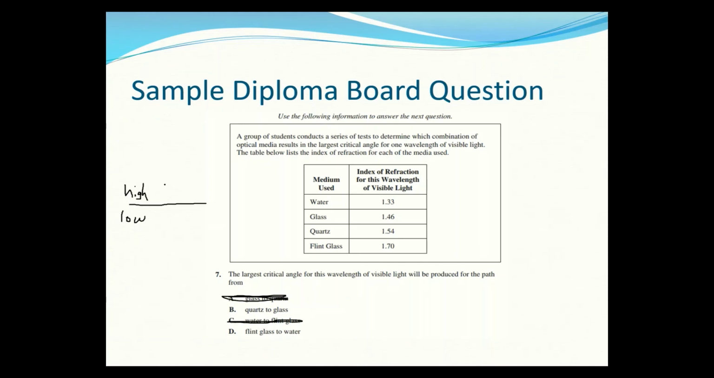So it's got to go high to low, right? Because what we want to do is bend away from that normal. And if we bend away from that normal, then we'll reach our critical angle. And the critical angle is this one. When we've reached our critical angle, it's 90 degrees for this one. Okay, so what I would do is just test these two out. Yeah, that's probably what I would do.